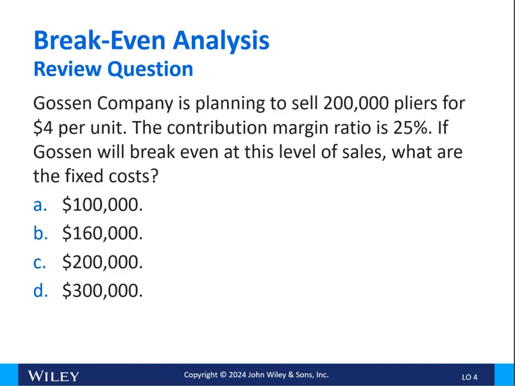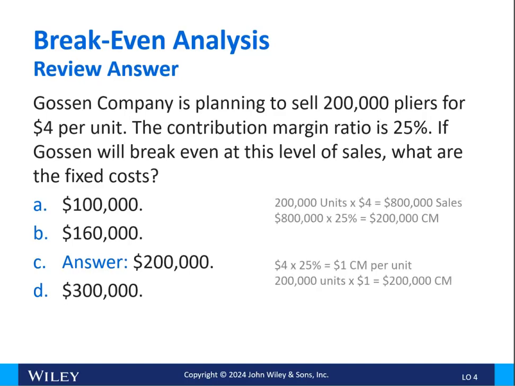So Ghost & Company is planning to sell 200,000 pliers for $4 per unit. The contribution margin ratio is 25%. If Ghost will break even at this sales level, what are the fixed costs? The answer is $200,000 is our fixed cost.